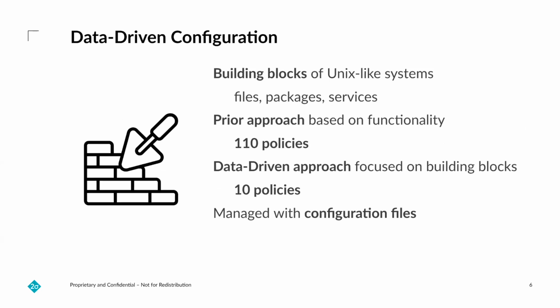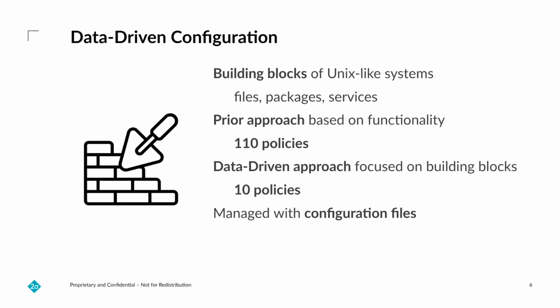Most Unix-like systems run on things like files, packages, and services. A truly reductionist approach could do everything with files, because it's files all the way down. So our prior, let's call it functional, approach was we solved problems organized by functional area. For example, we would have a CFEngine policy for setting up Kerberos, one for PAM, one for SSH, one for AutoFS. And we had 110 policies that did the same things over and over: add a package, manage a configuration, ensure a service is running.